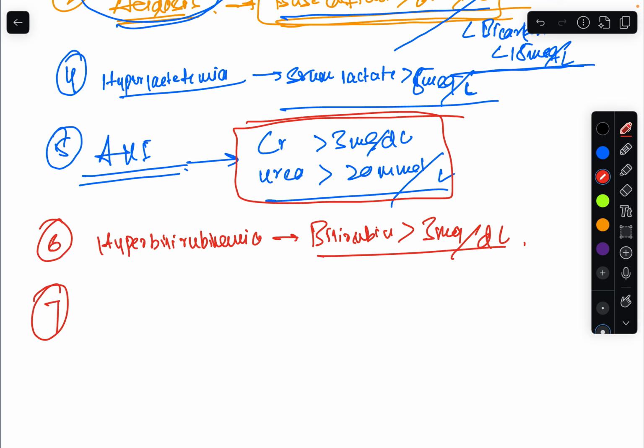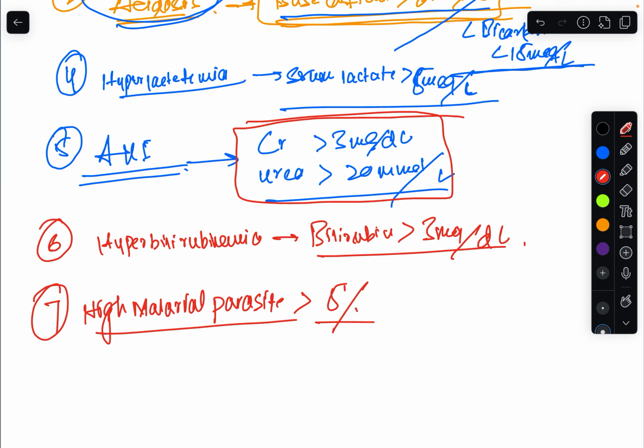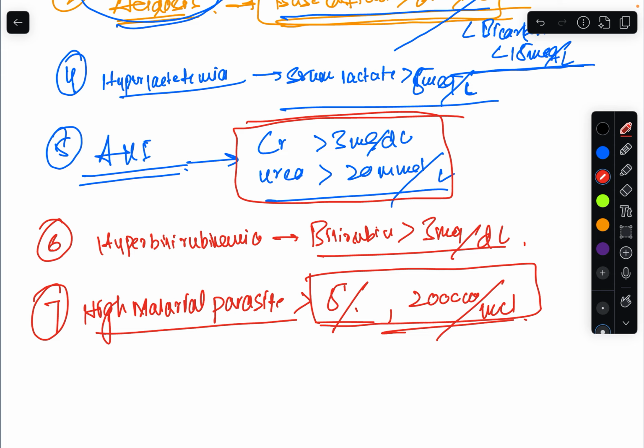And number 7 is high malarial parasite. In the blood, if the parasite count is greater than 5% or greater than 2 lakh parasites per mcl, then this is also a marker of severe malaria. So these are the 7 lab markers of severe malaria.